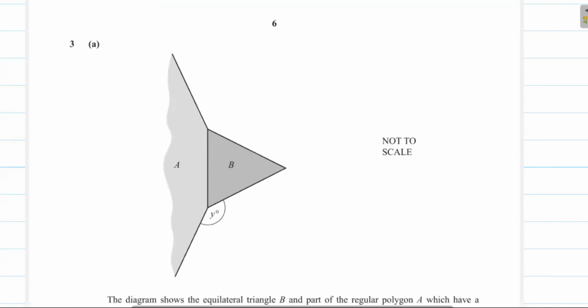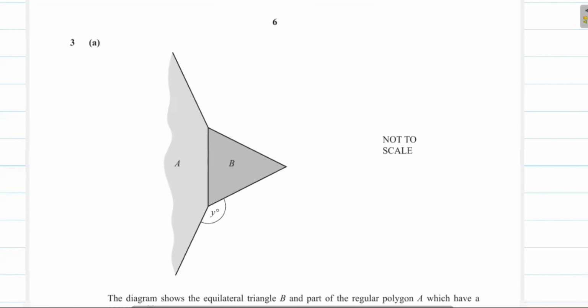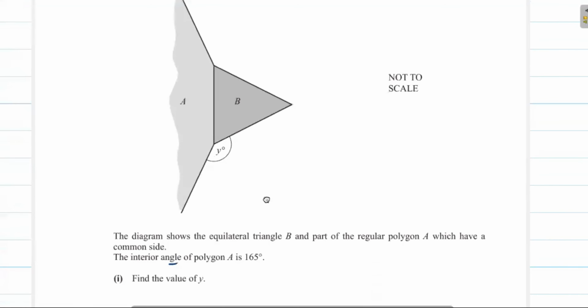Question number 3, part A. The diagram shows the equilateral triangle B and a part of regular polygon A which have a common side. The interior angle of polygon A is 165. Find the value of A. You see here, this is the equilateral triangle. In the equilateral triangle, each side of the triangle and each angle will be equal. Therefore, each angle of the triangle is the same, so this angle will be equal to 60 degrees.